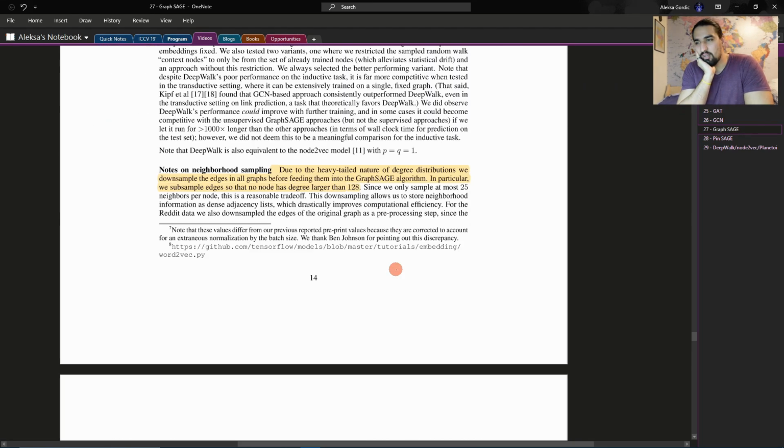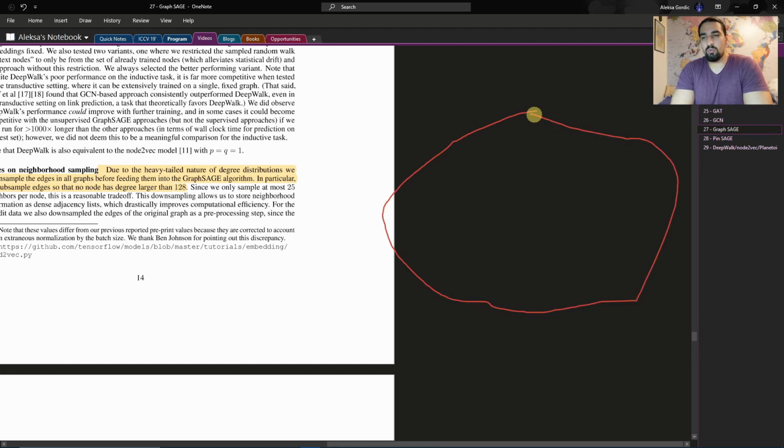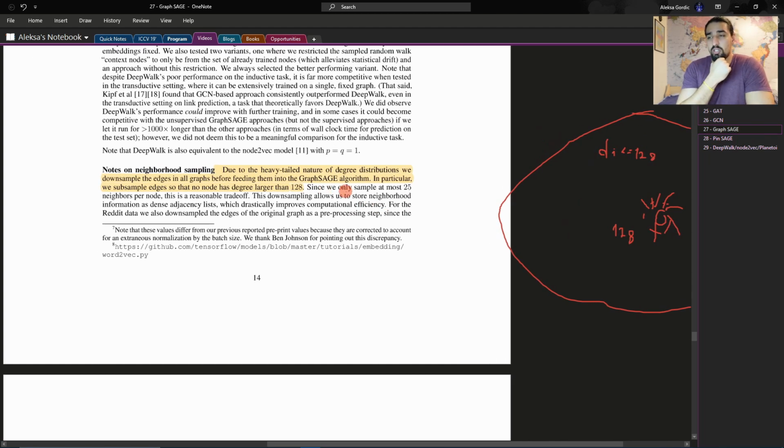And this is one more interesting detail. As you can see, GraphSage is all about these small details which are making the implementation a lot more efficient, so it can later be used on huge graphs. And here what they say is basically they do a pre-processing step on these huge graphs, and in case some of the nodes have maybe 1,000 edges, they'll just subsample up to 128 of them. So every single node will have its degree less than or equal to 128. They say here, due to the heavy-tailed nature of degree distributions, we downsample the edges in all graphs before feeding them into the GraphSage algorithm. In particular, we subsample edges so that no node has degree larger than 128.